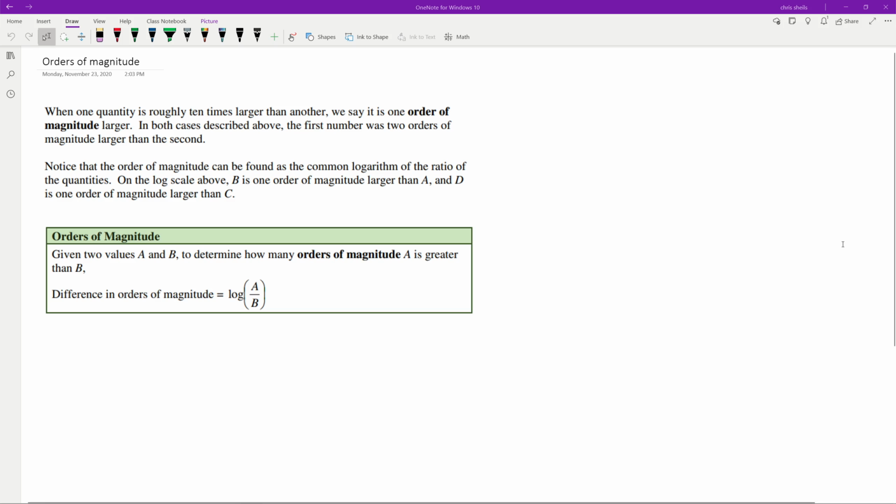All right, now the final thing for 4.6 is we're going to talk about orders of magnitude. Whenever one quantity is about 10 times larger than another, we say it's one order of magnitude larger. So, ignoring the rest of that first paragraph, let's go down to this definition here. Given two values a and b, to determine how many orders of magnitude a is greater than b, the difference in orders of magnitude is log of a divided by b.